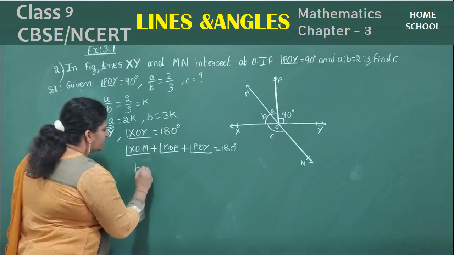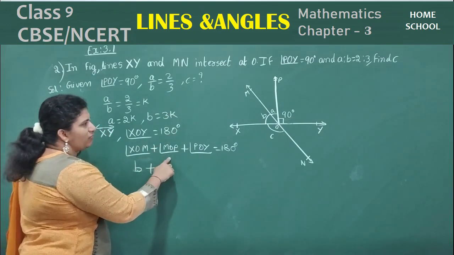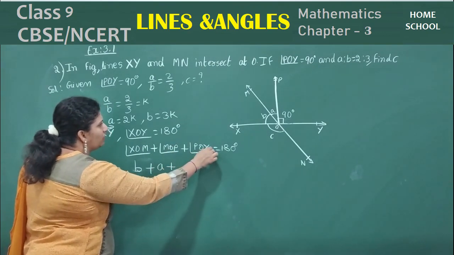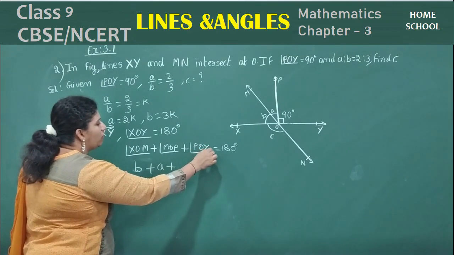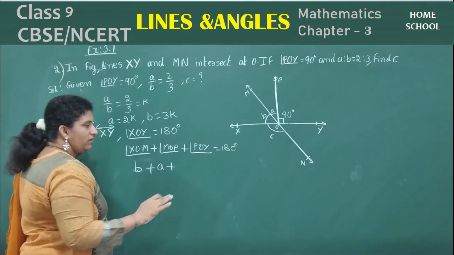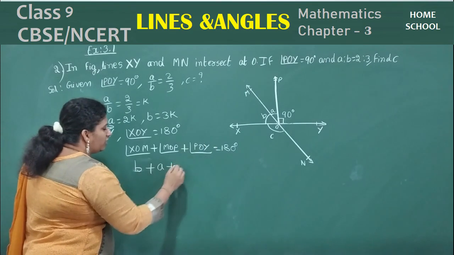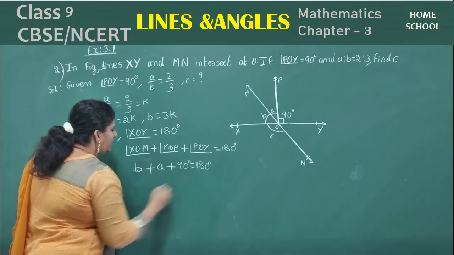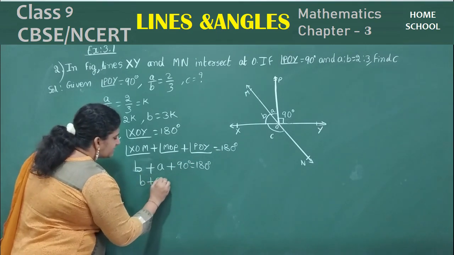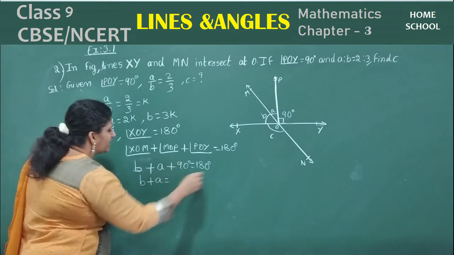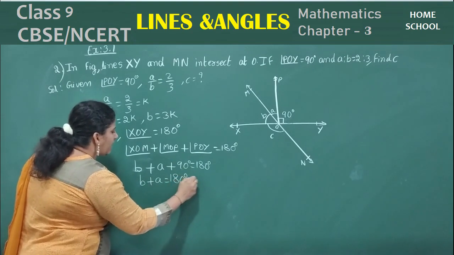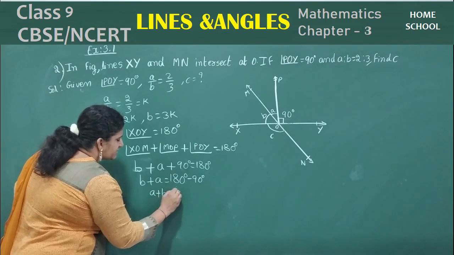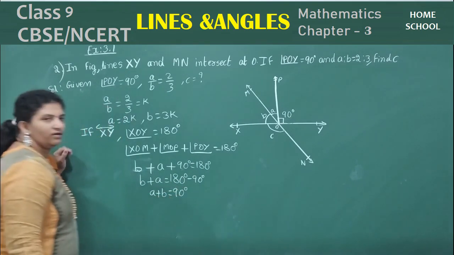Angle XOM is how much? B plus angle MOP is how much, children? A plus angle POY is equal to 90. That is equal to 180 degree, right? So now B plus A is equal to this 90 and other side 180 degree minus 90. That makes A plus B equal to 90 degree, right?